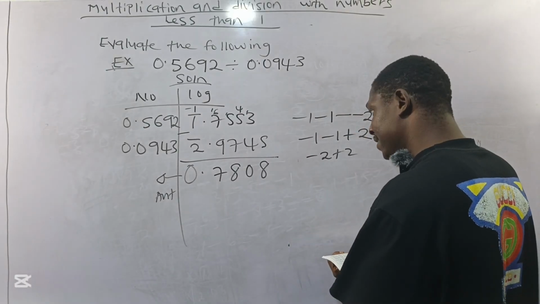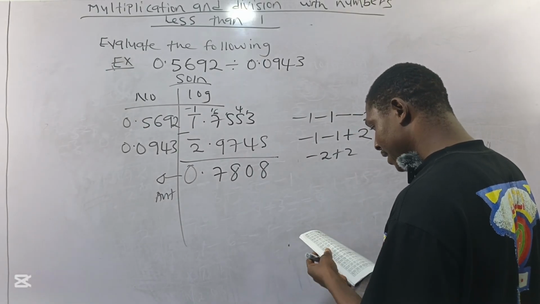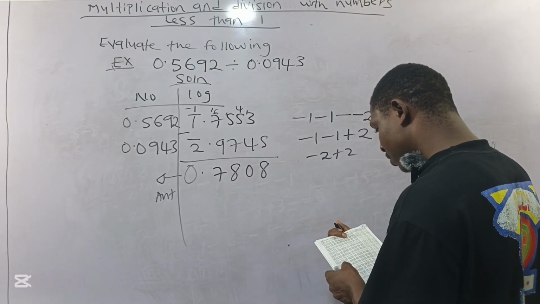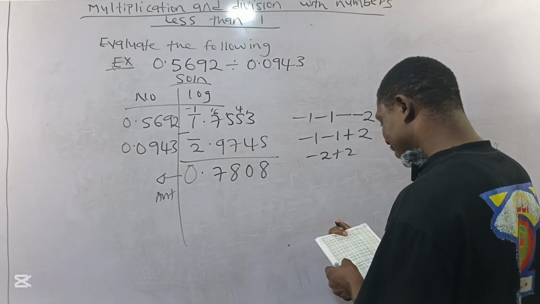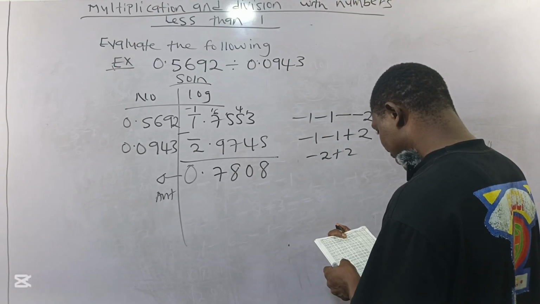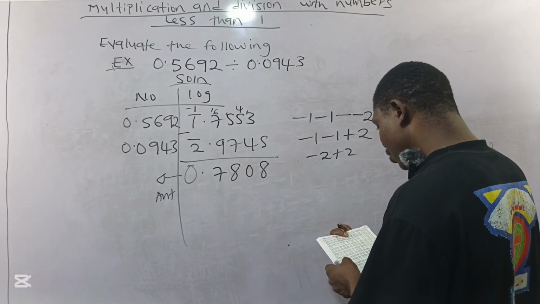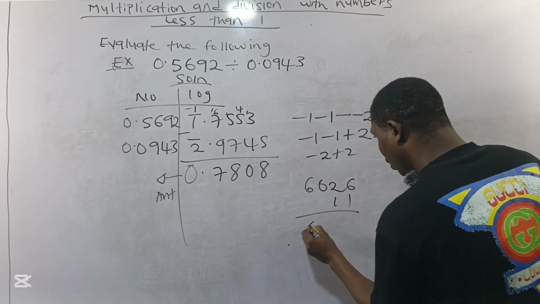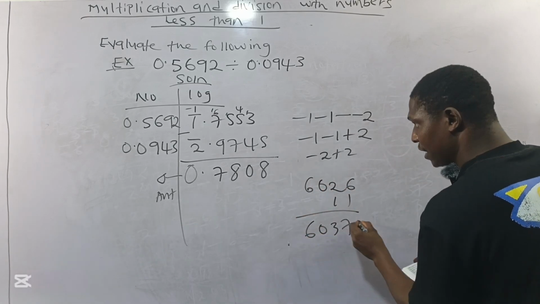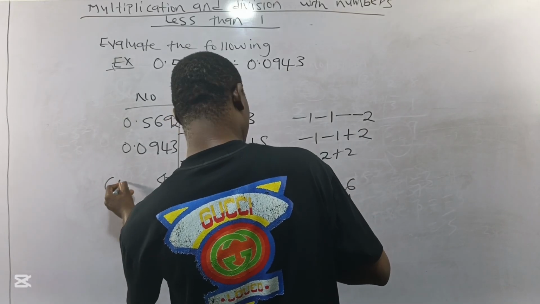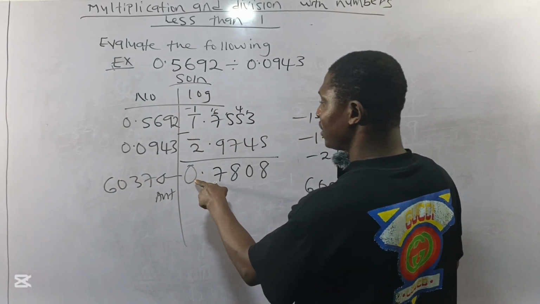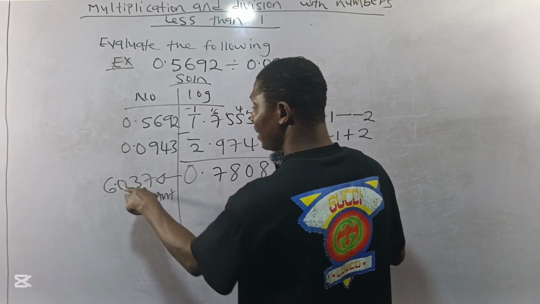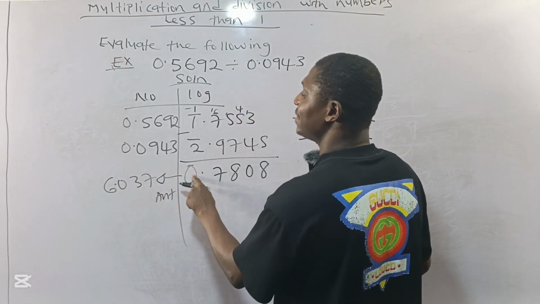Antilog of 78 under 0, difference 8. 78 under 0 is 6026. Difference 8 is 11. 6026 plus 11 will give me 6037. So my antilog is 6037. But because I have 0 here, I will add 1, and it becomes 6.037. Why this 0? I will add 1.